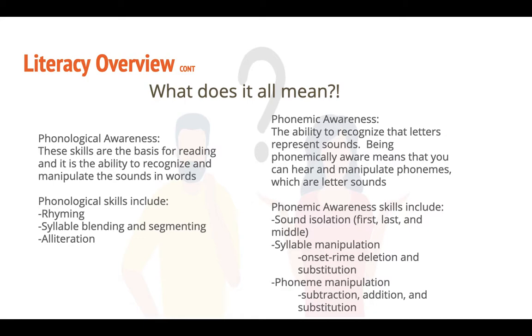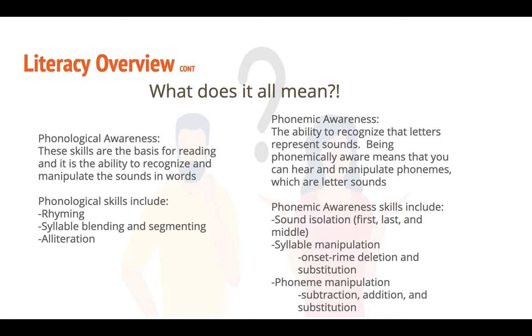An example of an onset rhyme deletion would look like this. Tell me what sound the word shed makes when you take away the sh sound. Ed. Yes, correct. It makes an ed sound. For substitution, you can use the onset and the rhyme to change the words. For example, what word can you make with the word ed at the end? Head. Bed. What words can you make with the sh? Shin. Shine.